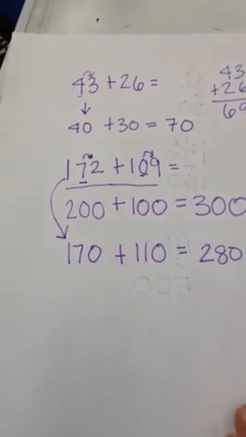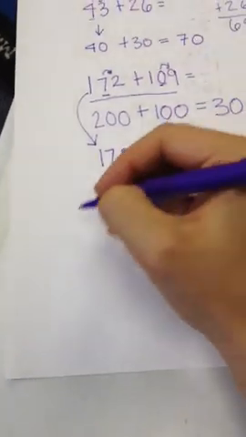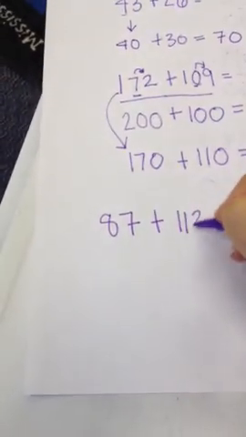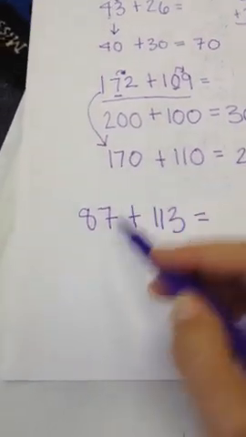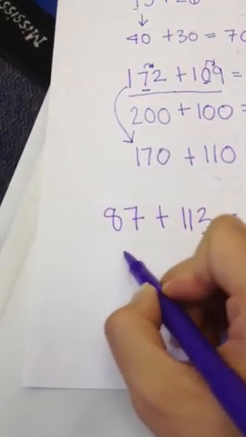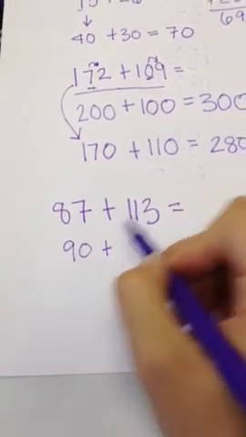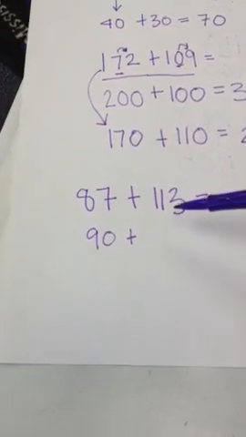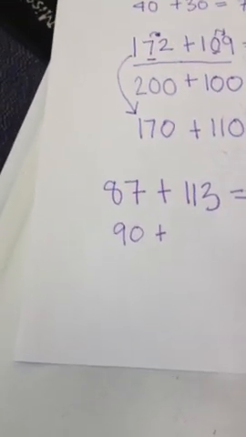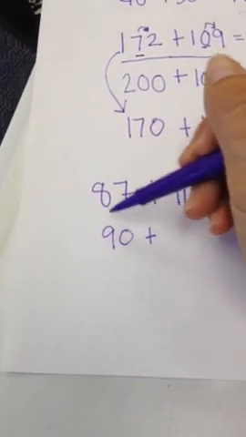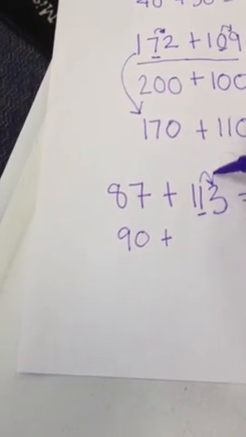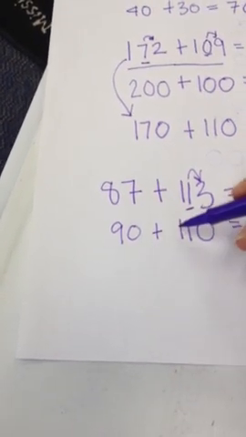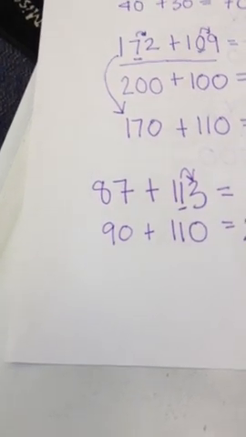Okay? Let's do one more that has a 3-digit number and a 2-digit number. Let's do 87 plus 113. So what you can do is round 87. Is it closer to 80 or 90? 90. And with 113, you could round to the nearest 100 and make it 100, or you could round it to the nearest 10 and make it 110. It's completely up to you. In this case, since I rounded 87 to the nearest 10, I'll round 113 to the nearest 10. That would be 110. 90 plus 10 is 100, plus another 100 is 200.